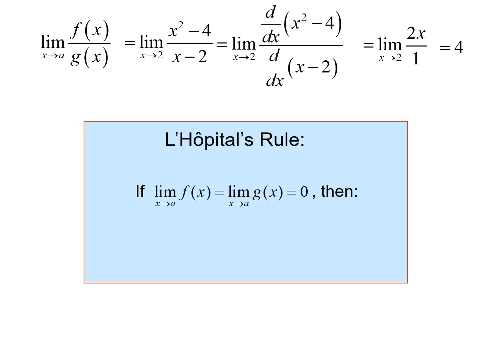So L'Hopital's rule says if the limit as x goes to a of f equals the limit as x goes to a of g equals 0, then the limit as x goes to a of f of x over g of x is the limit as x goes to a of f prime over g prime. So we take the derivative of the top, we take the derivative of the bottom, and then we can evaluate. But it's really important to understand that that only works if the limit of the top and the limit of the bottom are both approaching 0.